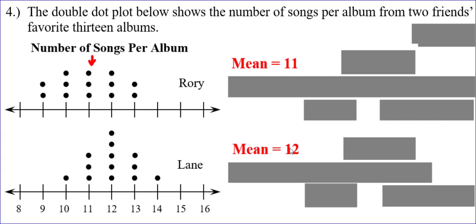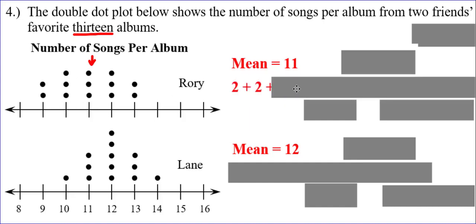If you forgot, that means how far is each number from the mean, and then add all those distances together, divide by however many numbers we have, and that'll give us the mean absolute deviation. Now remember, 13 albums, so we got 13 dots. Keep that in mind. All right, so these 2 dots here are what? Just 2 away from the mean.